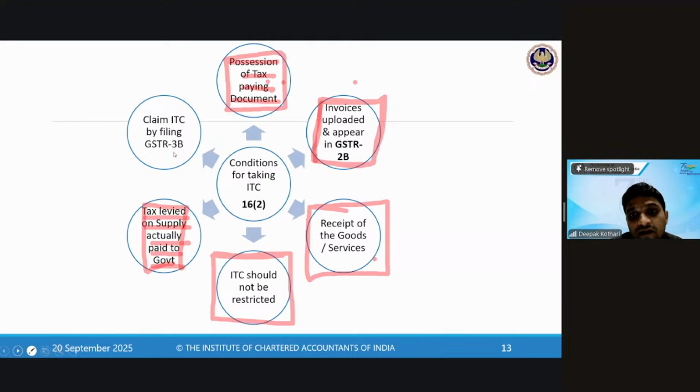Till then, what will happen? Till then, what you'll do? It will appear in your GSTR2B. He has given you the invoice also. You have paid him also, but goods have not been received. So you will reverse it and you will claim it once you procure the goods, because all the 6 conditions have to be satisfied to claim the credit. Even if one is not satisfied, then you can't claim it.